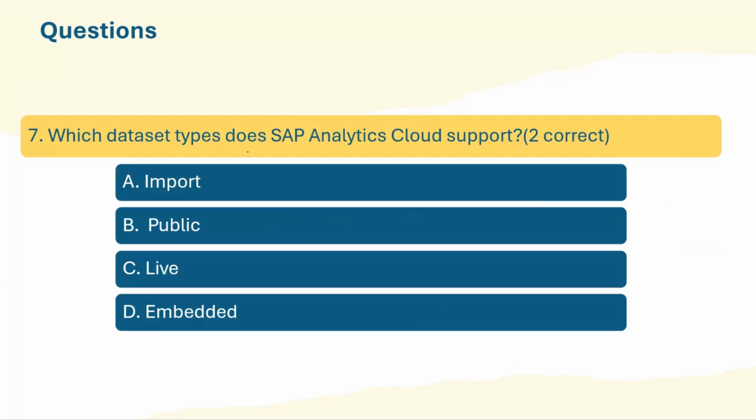Which data set types does SAP Analytics Cloud support? There are two data set types. One is public, which we can share and use in multiple stories. And then there is an embedded data set, where we create a story, and within the story we create a data set. So we do not create data sets separately for this. That is called an embedded data set. This data set can't be reused to create another story. It will always be associated with a single story. So public and embedded.